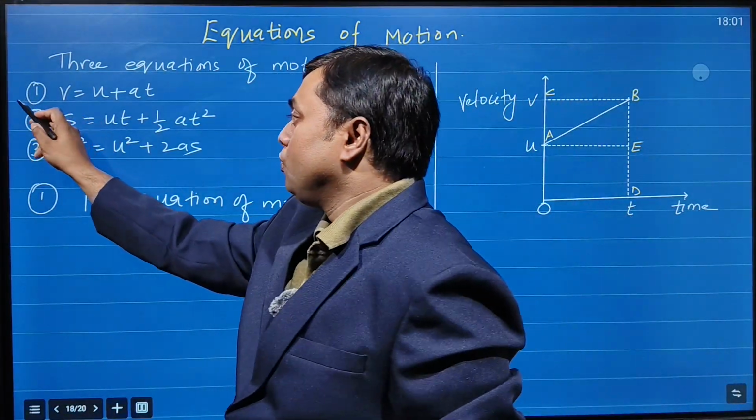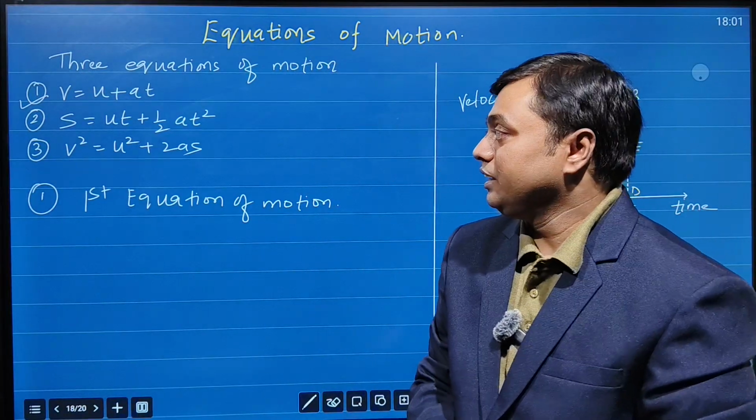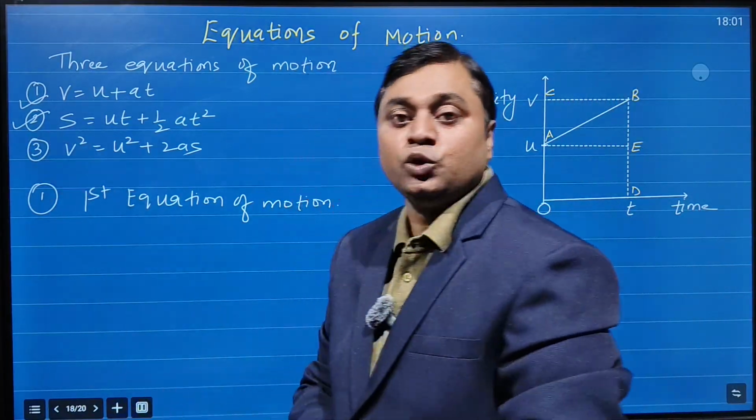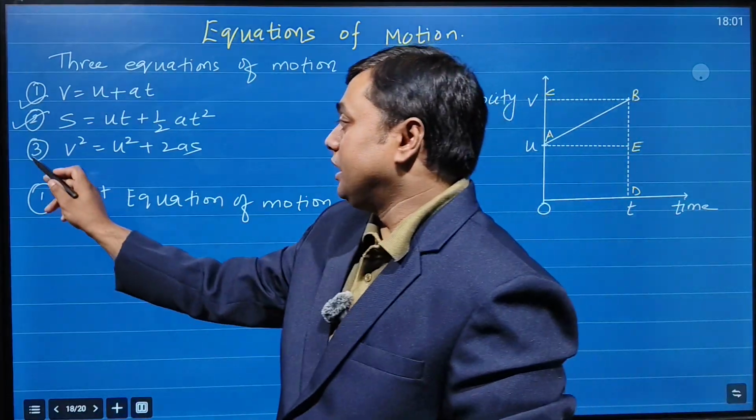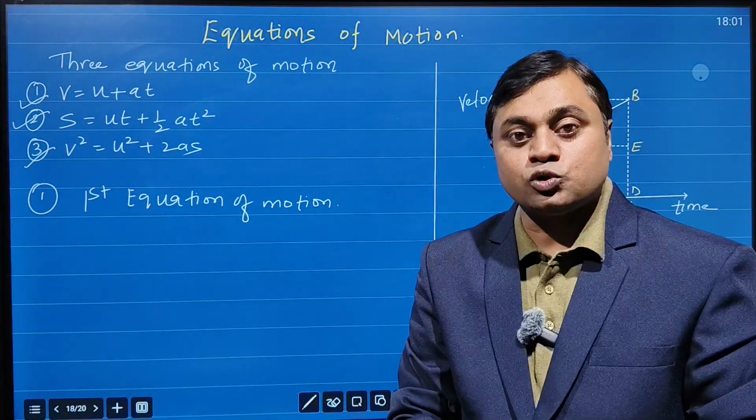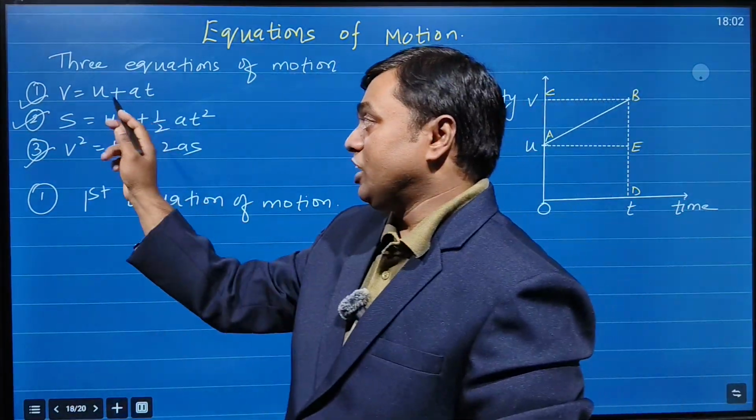First equation is v = u + at. Second equation is s = ut + half at squared, and third equation is v squared = u squared + 2as, where what is v?